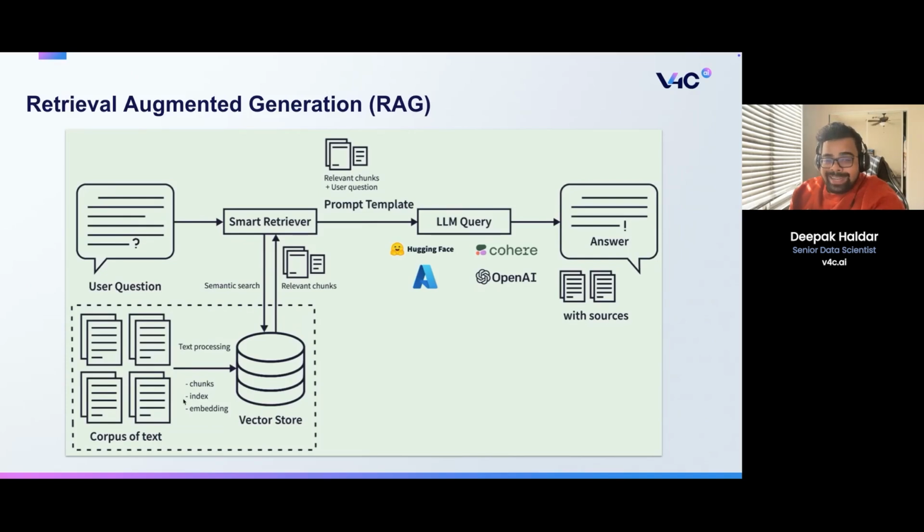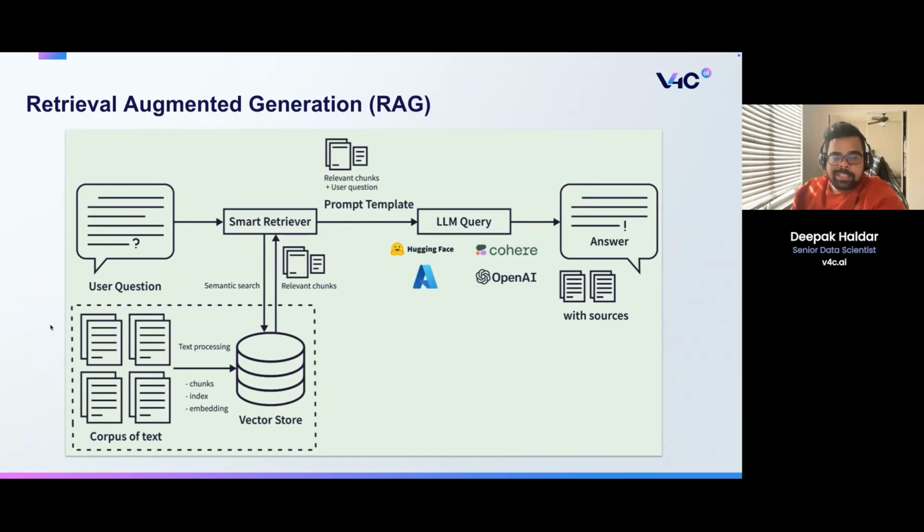Then the next step is indexing. It's like structuring the data for efficient retrieval. Then the third step is embedding. It's representing the text as numerical vectors to capture the semantic meaning. The processed data which we have from the corpus of text is then stored into a vector store.